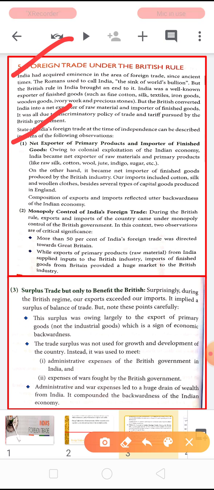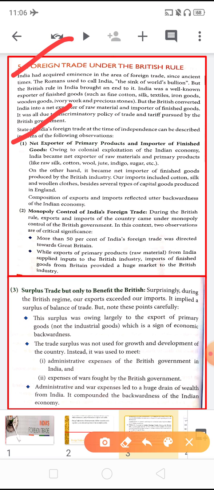Children, owing to the colonial exploitation of the Indian economy, India became mostly an exporter of raw material and primary products like raw silk, cotton, wool, jute, indigo, sugar, etc. On the other hand, it became a net importer of finished goods produced by British industry. Our imports include cotton, silk, and woolen cloths, besides several types of capital goods produced in England. This composition of exports and imports reflected the utter backwardness of the Indian economy.